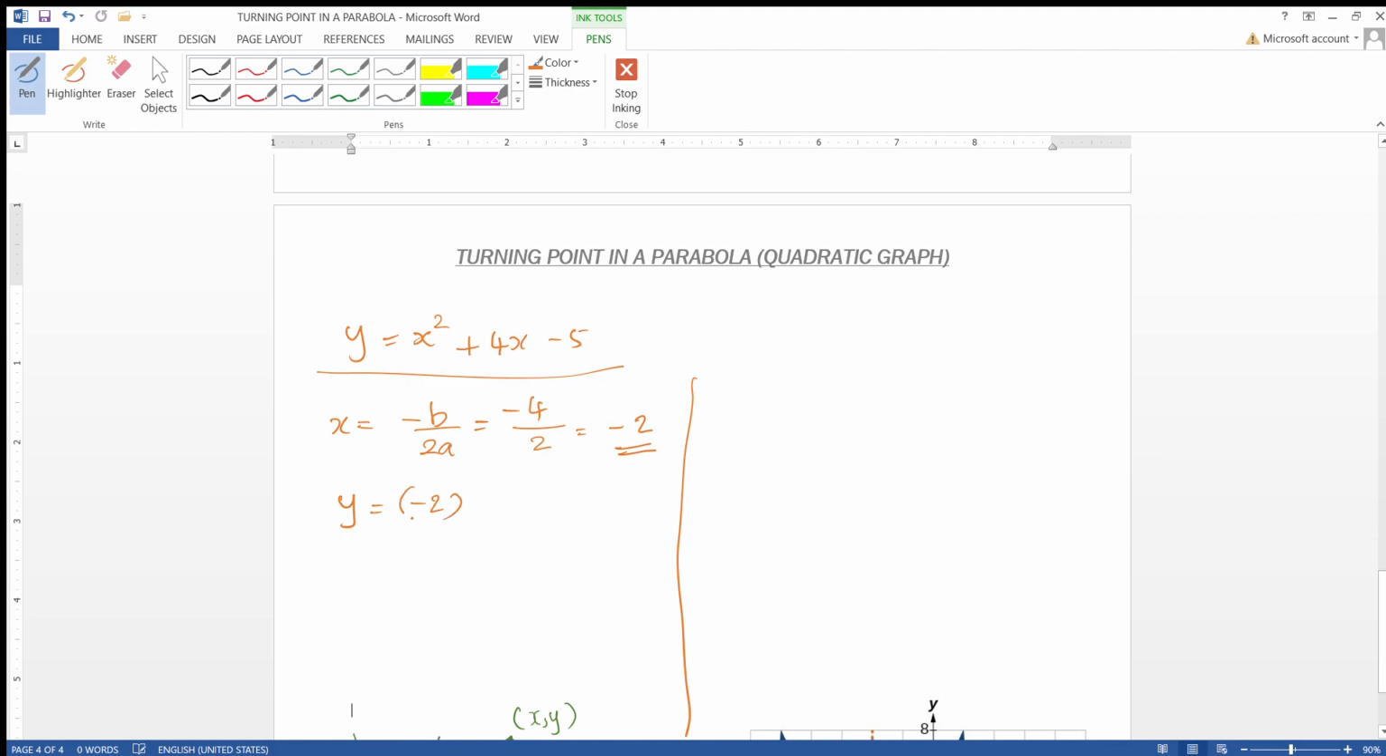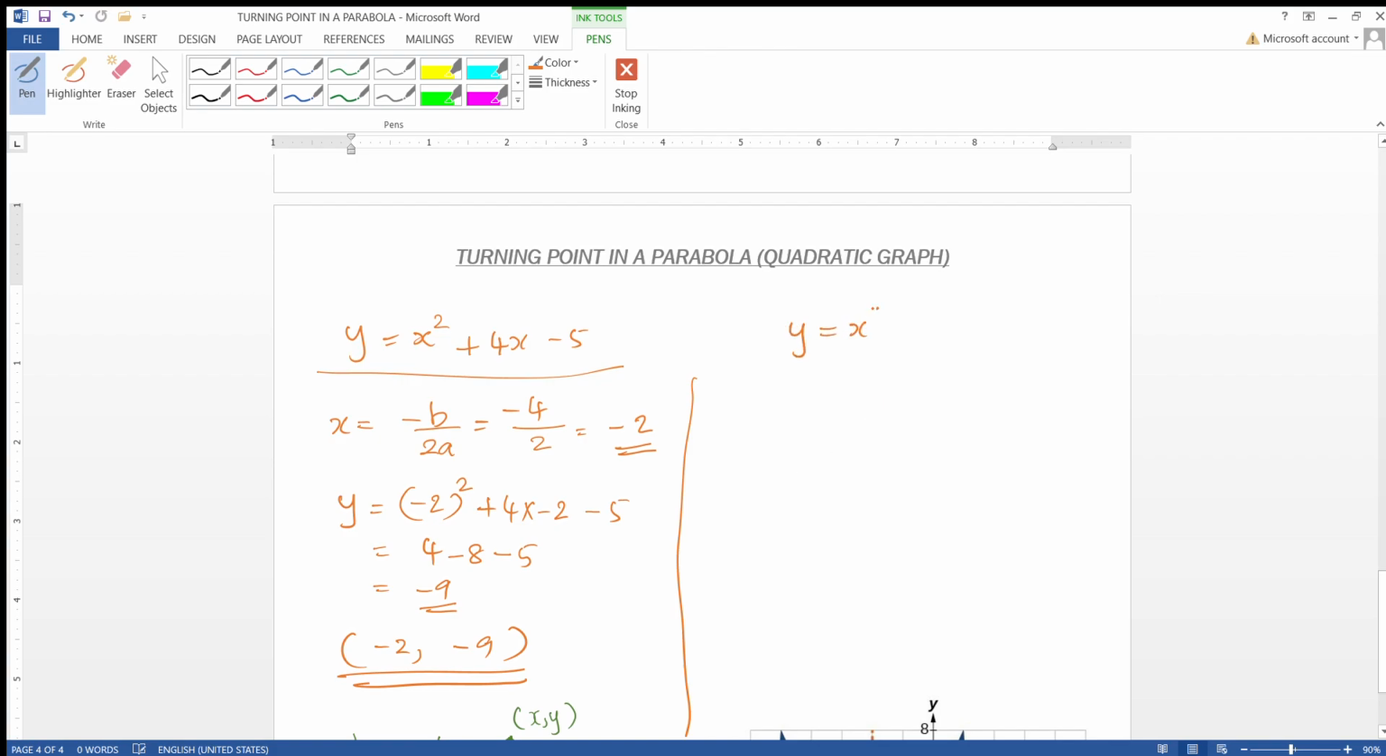So -2 square plus 4 multiplied by -2 minus 5. So 4 minus 8 minus 5. So -4 minus 5, that is -9. So the turning point is -2 and -9. This is one method. How can we do the same using the completing the square method?